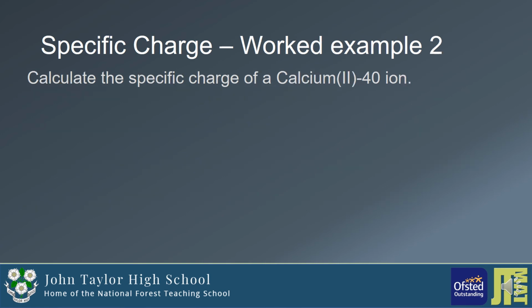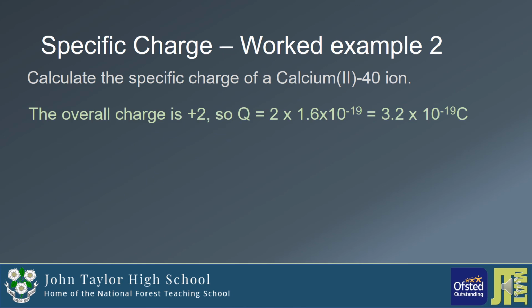Example number 2 looks very similar on the face of it, but it is calculating the specific charge of a calcium-40 2+ ion. Now that 2+ gives us an indication of what the charge is. You might have seen that used in chemistry before. The 2 means it's got a charge of +2, and the 40 tells us the isotope. Now it's an ion, so we're calculating a specific charge for the whole ion, not just the nucleus, so that's key. So the overall charge of this ion is +2.